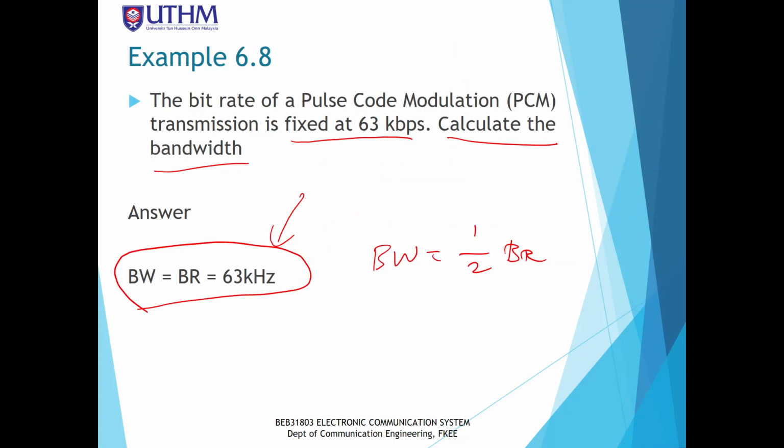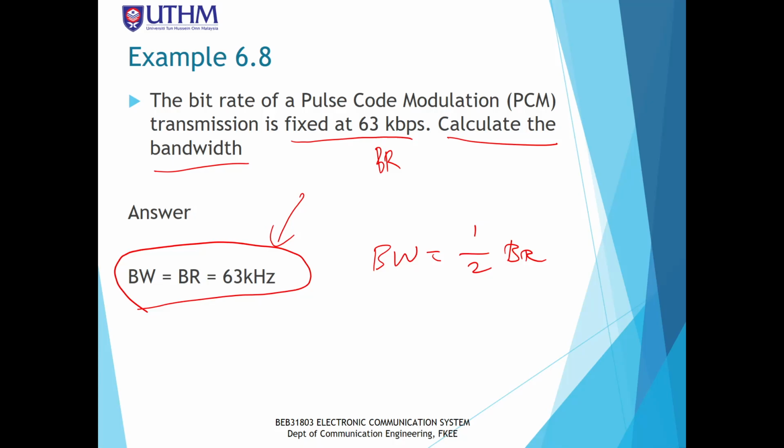Okay. And for example 6.8, the bit rate of a pulse code modulation transmission is fixed at 63 kilobits per second. So this is the bit rate. Calculate the bandwidth. This question does not specifically mention what kind of waveform we use for the sampling process, either sinc function or the pulse train. It simply mentions the bandwidth of PCM.